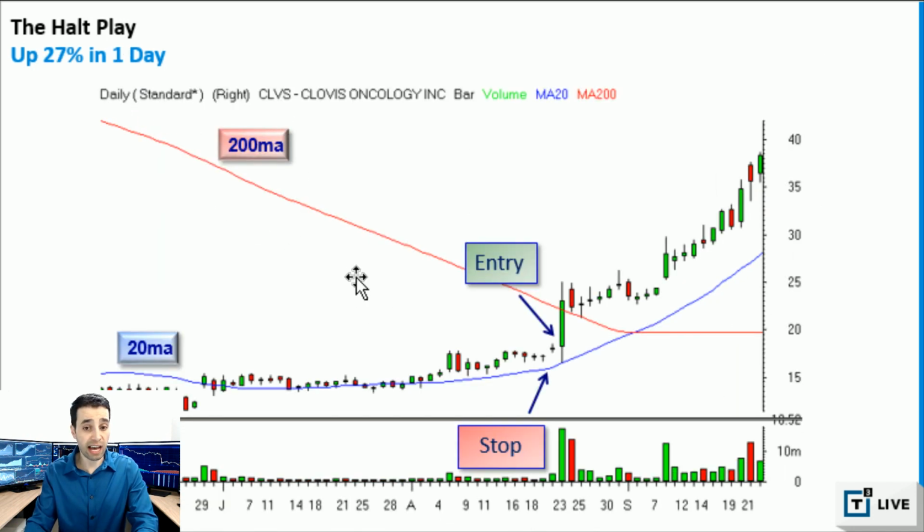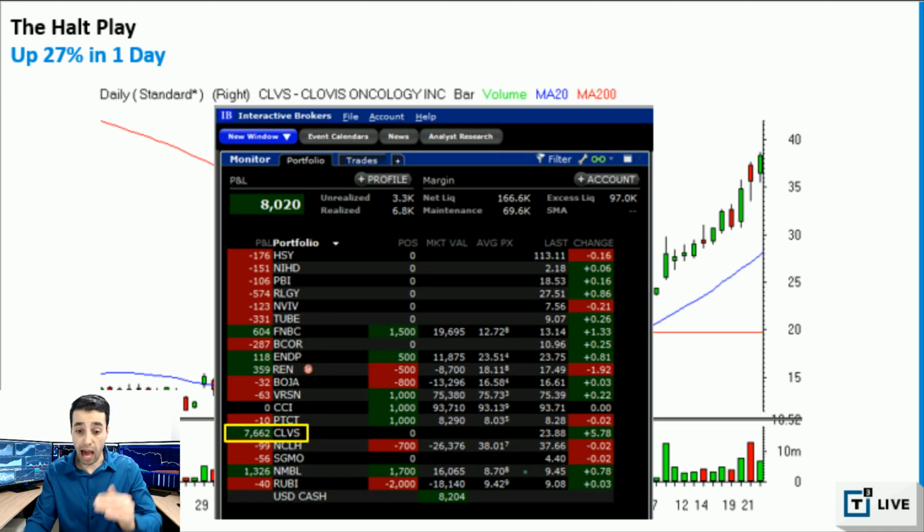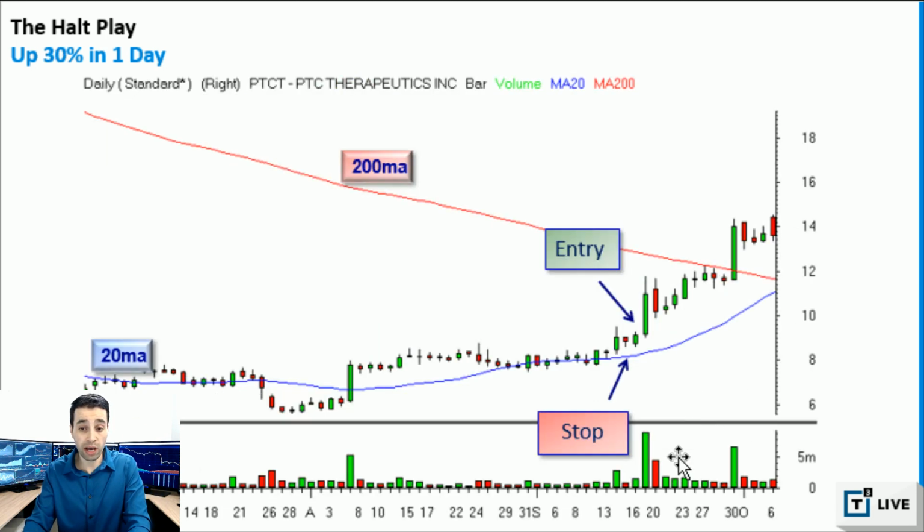Here's CLVS, 27% in just 1 day. Unfortunately, I played it only as a swing play, and it got to my target in just 1 day. It made $7,600, which was nice, but CLVS honestly went up to $100. I had 1,800 shares, so you do the math. So I missed out big time on this because it went to $100.